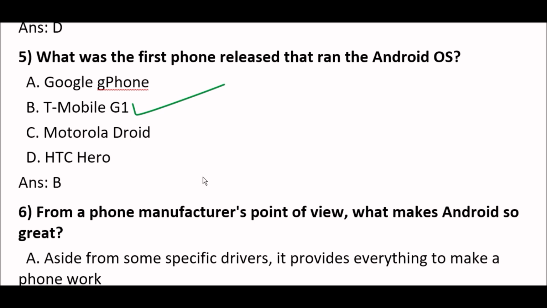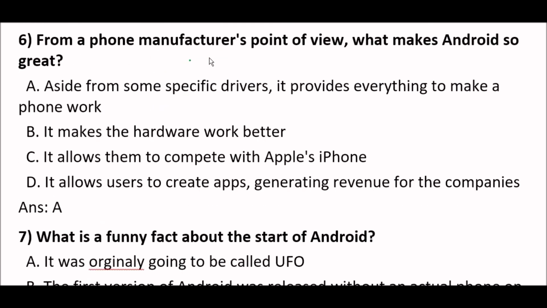Next question. From a phone manufacturer's point of view, what makes Android so great? Option A, aside from some specific drivers, it provides everything to make a phone work. Option B, it makes the hardware work better. Option C, it allows them to compete with Apple's iPhone. Option D, it allows users to create apps generating revenue for the companies. Right answer is option A.